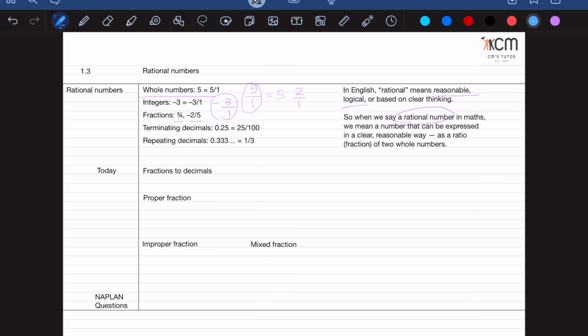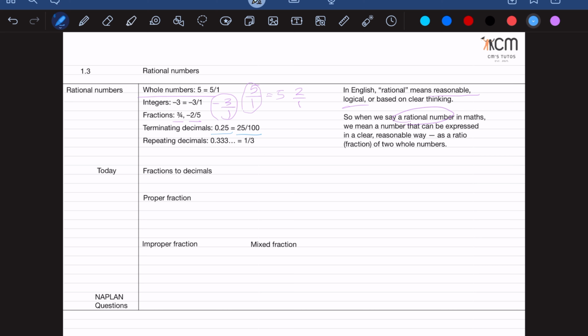Okay, what about terminating decimals? This is what we call a terminating decimal, 0.25. There are no digits continuing after the 5. So when we divide 25 by 100, we get 0.25. No more than that.